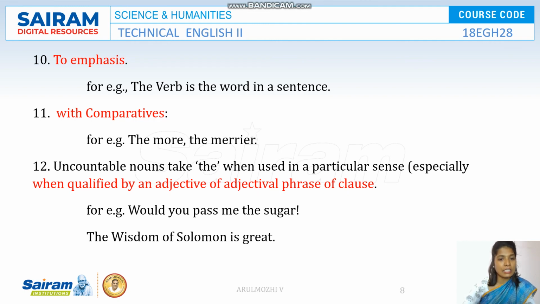Okay, next one, with comparatives. The more, the merrier. The more you have, the more you want. The harder you work, the better you succeed. These are some of the examples for comparatives which take the before it. Uncountable nouns, they sometimes take the.